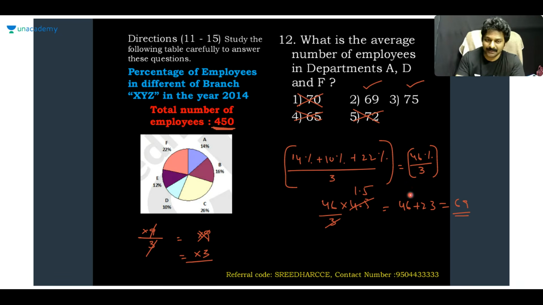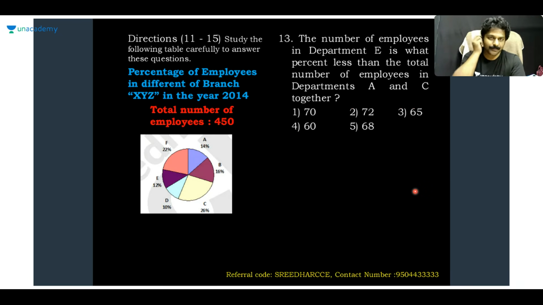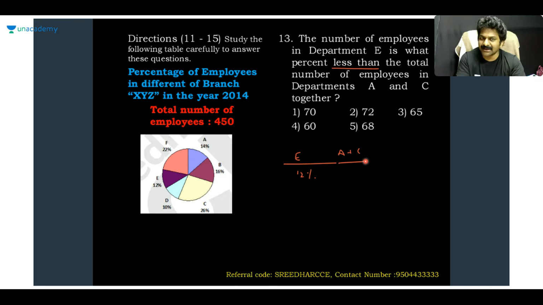Okay? Right. The number of employees in department E is what percent less than the total number of employees in A and C together? What percentage less? Okay. E, we have 12%. Don't go for conversion, because you're not asked to calculate the number of people. You're asked to calculate only the percentage. If you are good at 23 multiple, definitely you can go for it. But I am not good at 23 multiple.